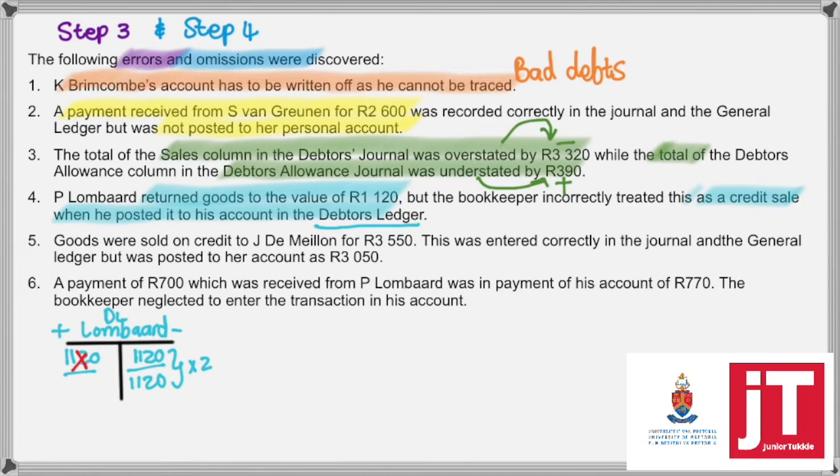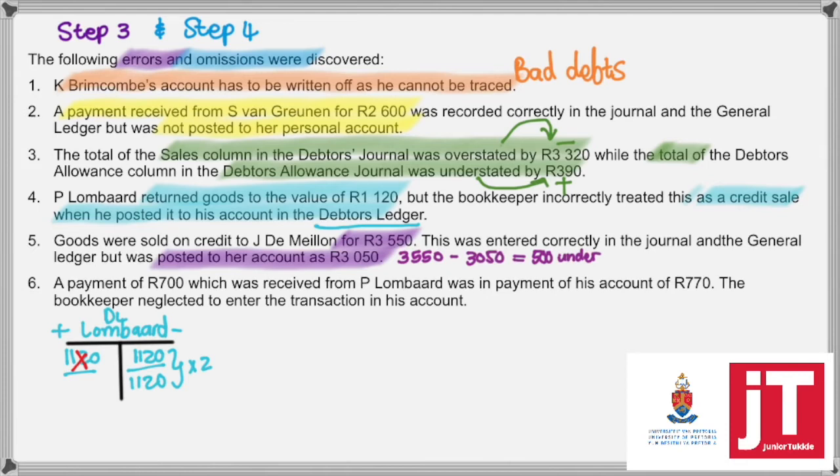Goods were sold on credit to J. de Melon for 3,550 rand. And this was entered correctly in the journal and the general ledger, but was posted to her account as 3,050 rand. So you have to get the difference between the two amounts. There's a difference of 500 rand that it's under. So you have to go and add it to the Melon's account.